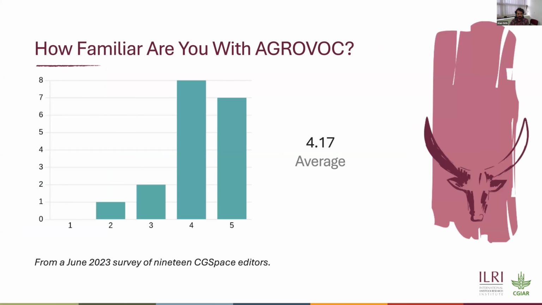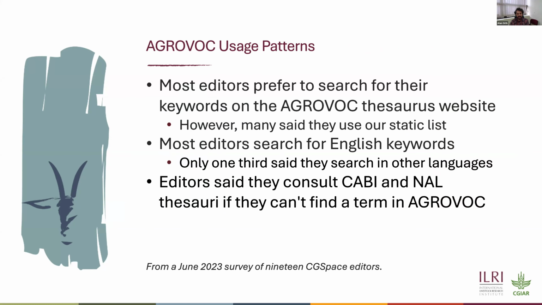And most of them say they're familiar with Agrovoc, which is a good sign. That's a success. And to find more about the usage, I asked them how they use it, and they said that they mostly search for keywords in English, and a third said they look in other languages. I think those other languages are mostly Spanish and French. I don't really see Arabic in there, or Georgian or Vietnamese or Amharic, really, but one day maybe.